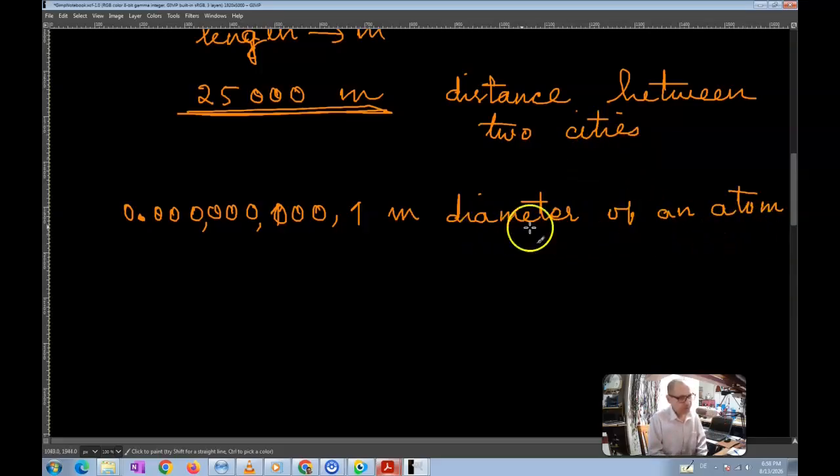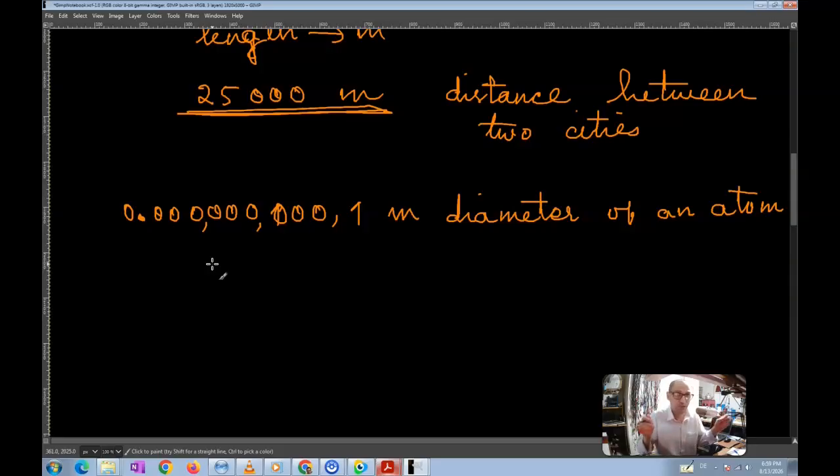And the diameter of the atom, since it's a very small distance, is going to be 0.00000000001 meters. That means you would break the meter stick, essentially dividing it by 1 billion. So you would break it down into 1 billion equal distances.